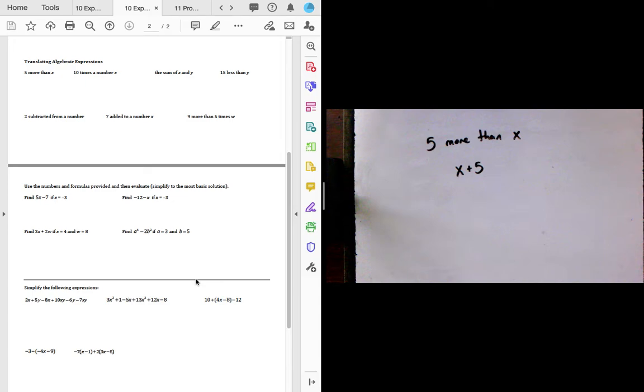This is much more important for subtraction than it is addition. So if you wrote this as 5 plus x, that would be okay. But I'm going to get in the habit of writing that variable first in these cases. Well, let's look at a couple others.